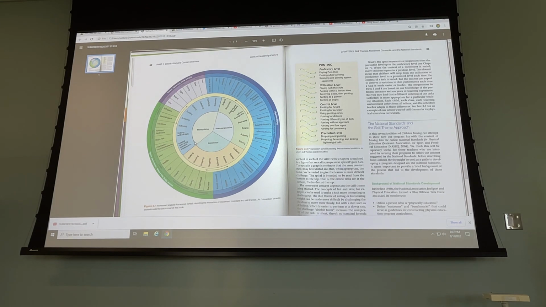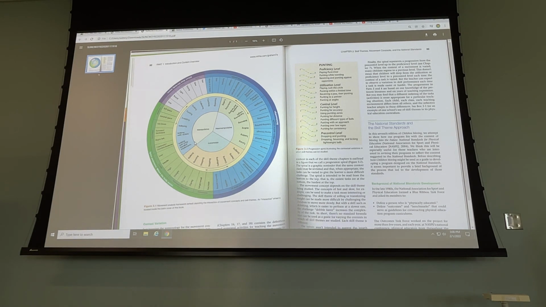All right, so this is the wheel of the skill theme approach. All this content I'm providing you is from the Graham's Children's Moving book. If you plan on teaching at the elementary level, you'll want to be really familiar with everything in this wheel. This wheel gives you lots of options for teaching, and we're going to go over this entire wheel this entire semester.